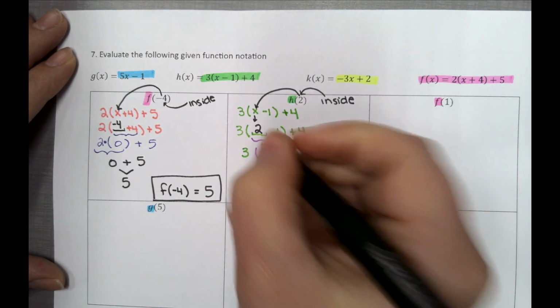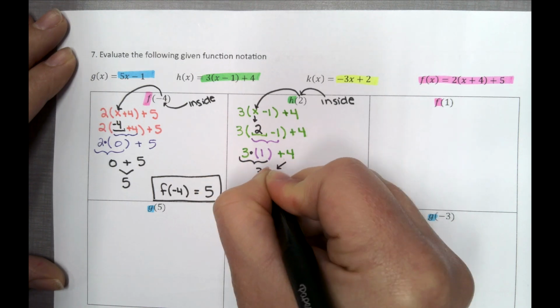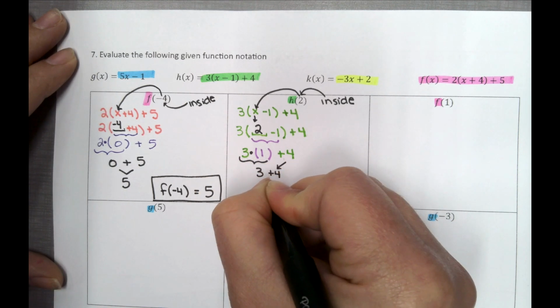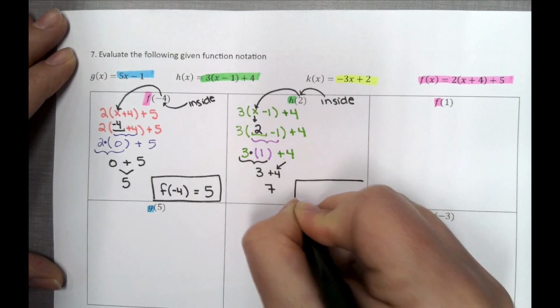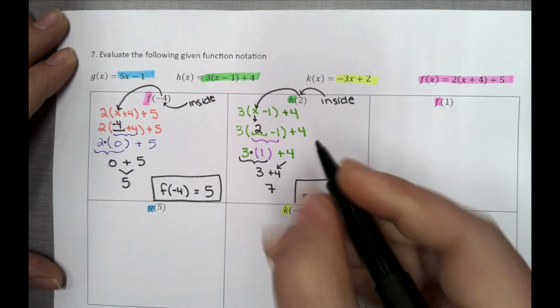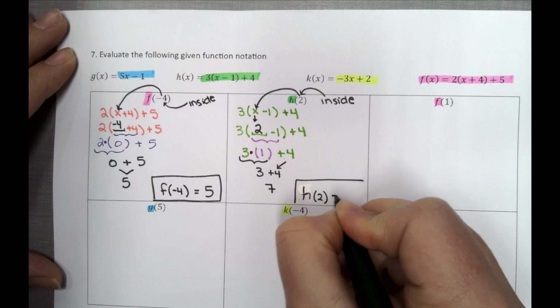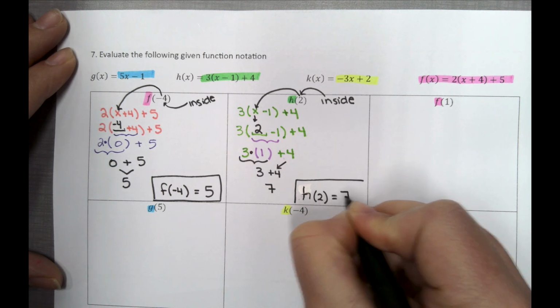Then we have to multiply. So 3 times 1 is 3. Bring down the plus 4. And finally, we get 4, 5, 6, 7. With our function notation, we get f. Just kidding, that's not the name of our function. The name of our function is h. Different color, different everything. h of 2 is equal to 7.